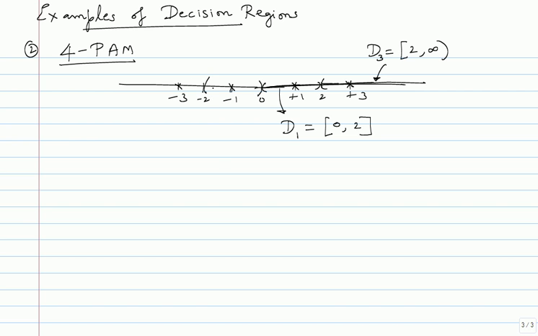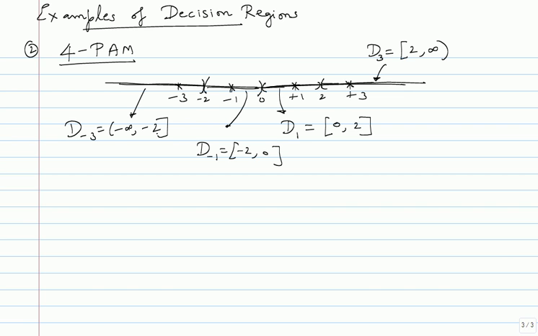Okay, so what's D minus 1? D minus 1 is going to be this set, minus 2 to 0. And then D minus 3 is going to be this one, which is minus infinity to minus 2. Okay, so it's quite simple.